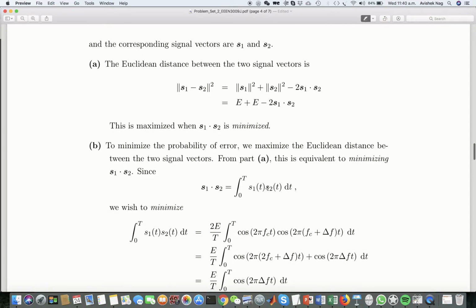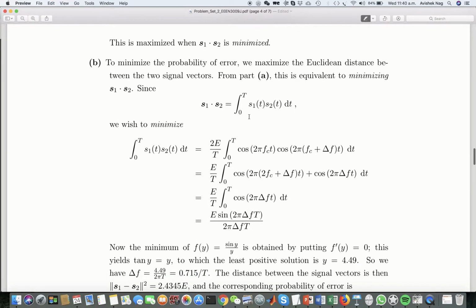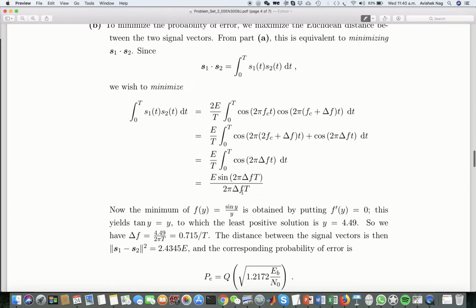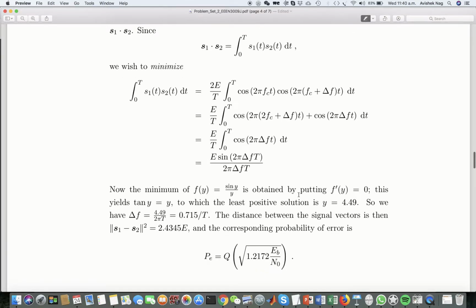For the next part, you had to do this calculation. You had to calculate the dot product based on the signal values that were given, and then you will have this expression, and the minimum of this is obtained by differentiating this function and setting it to 0.